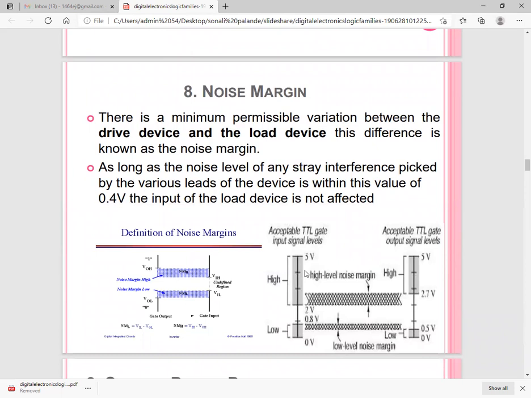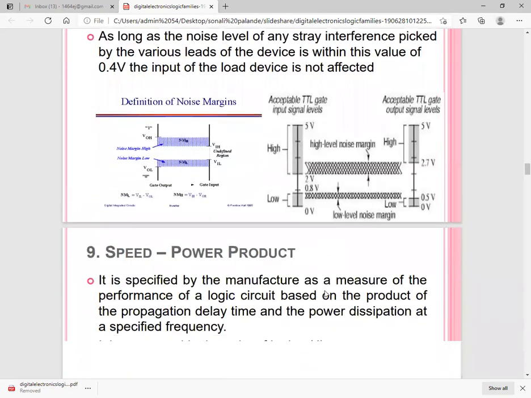The next one is the noise margin. There is a minimum permissible variation between the drive device and the load device. This difference is known as the noise margin. As long as the noise level of any stray interference picked up by the various leads of the device is within this value of 0.4 volt, the input of the load device is not affected. So this is the diagram of the noise margin.